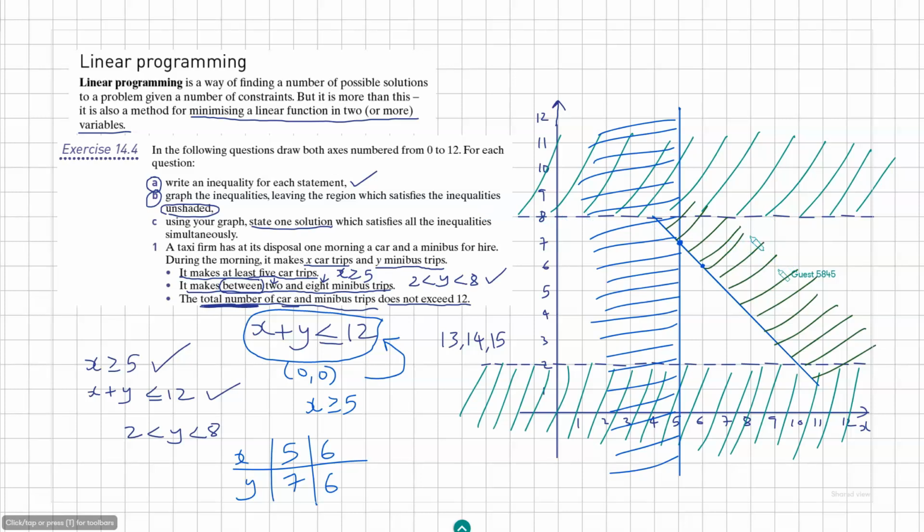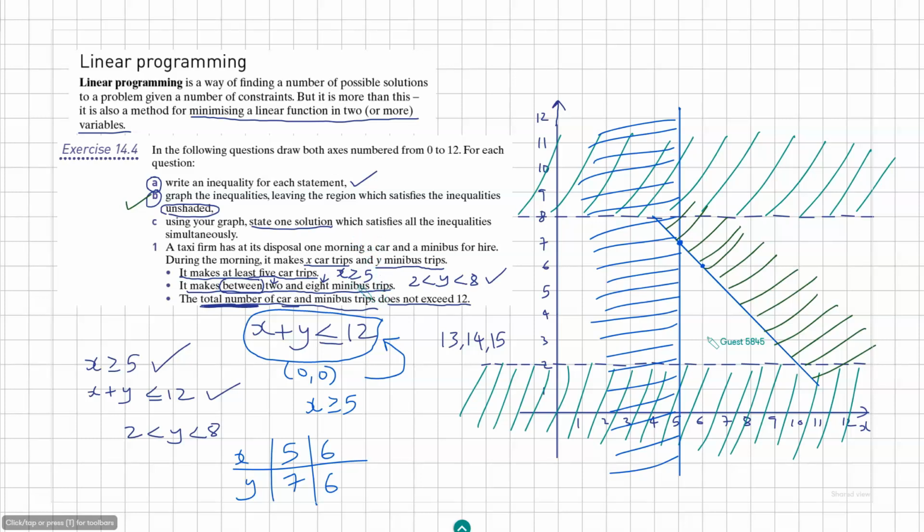So what is your conclusion? The unshaded region is your solution. Okay, we have done this B part. Using your graph, state one solution which satisfies all the inequalities simultaneously. So you need to state one solution which satisfies all the inequalities.